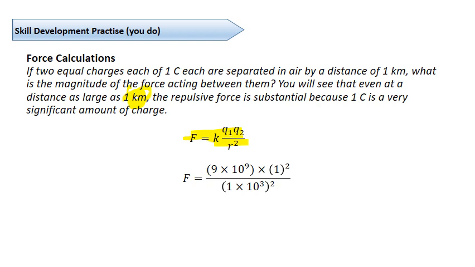Okay, substituting in those values, K is 9 times 10 to the 9, as it always is. Equal charge of 1 coulomb, so I've just put 1 squared there. Whole thing divided by 1 times 10 to the 3. The reason I've got a 10 to the 3 there is because it is kilometers. Whole thing squared as the formula states, and then the force I get is 9 times 10 to the 3 newtons. Never forgetting my units there.